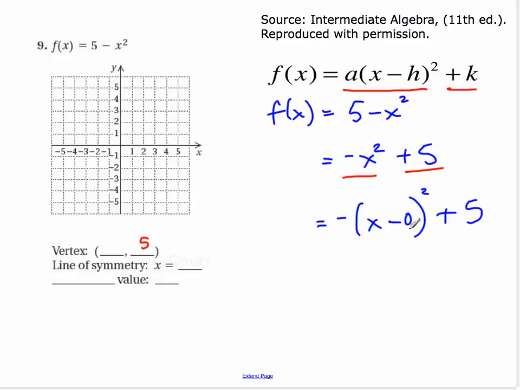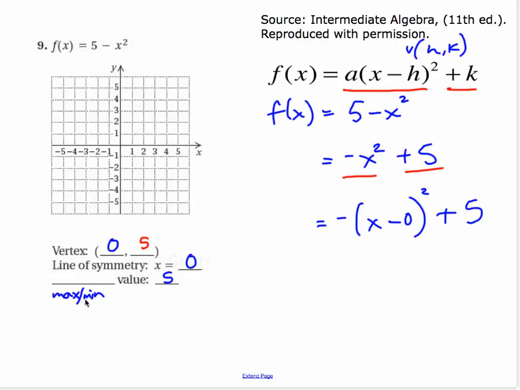A couple things to note. First would be my vertex. It'd be 0 and 5, because the vertex point coordinate is whatever h and k is. So my vertex is at 0 and 5. The line of symmetry is always whatever h is, so it's x is equal to 0. The maximum value is always whatever y is, but I don't know if it's going to be a maximum or a minimum value.